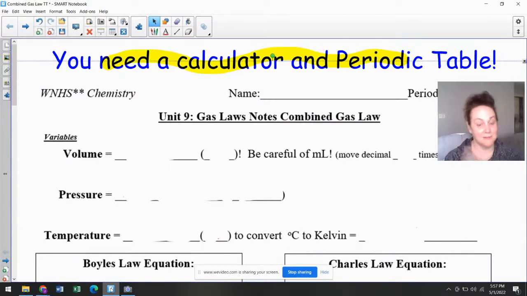Welcome back to day 2 of lecture from my quarantine. Today we are going to go through another gas law. It's called the combined gas law. This one is just going to put together everything we learned yesterday with Boyle and Charles.